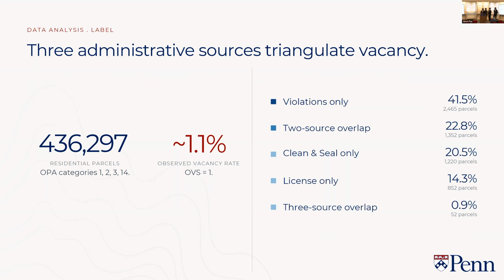When we apply this definition, citywide out of about 436,000 residential parcels, only about 1.1% are labeled as observed vacant. The important thing here is that all the sources overlap, but not completely. That tells us that each source is seeing a different part of the vacancy process. So combining them gives us a stronger label than focusing on just one data set.